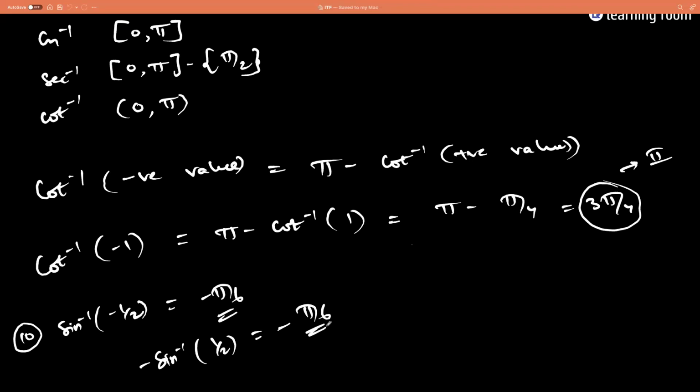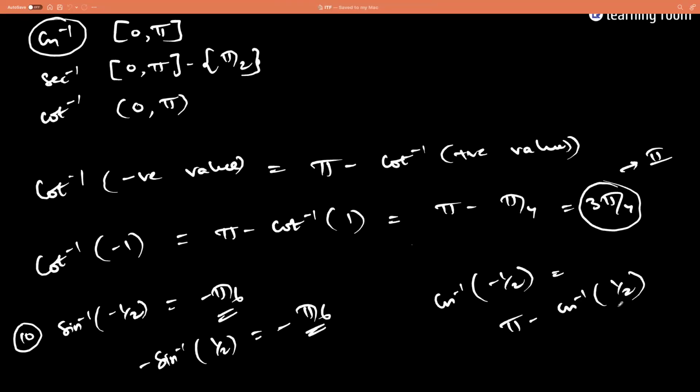Right. Now, the same question, I want to extend it. Cos inverse of -half. Reducing the time, 5 seconds. Minus pi by 3. Wrong. 2 pi by 3, sir. 2 pi by 3. Cos inverse, what did I say? Pi minus cos inverse half. Correct? Yes, sir. So pi minus cos inverse half was pi by 3, so it is 2 pi by 3. It should belong to the second quadrant.